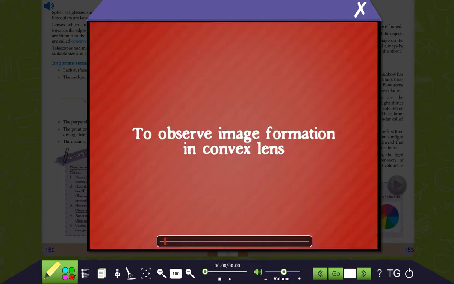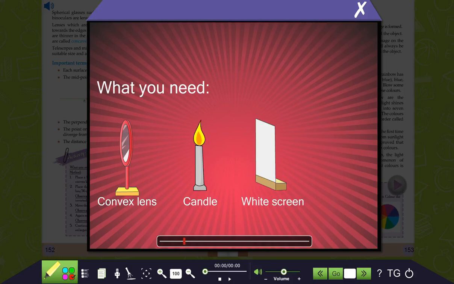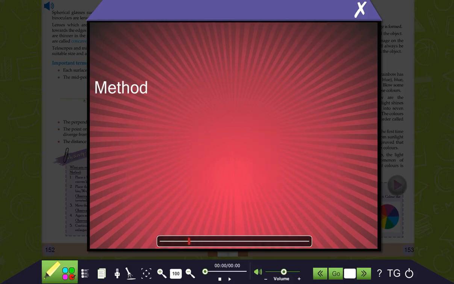Activity 3. To observe image formation in a convex lens. What you need? A convex lens, a candle, a white paper or screen and a lens stand. Method. 1. Place a lighted candle on a flat surface in a dark room. Also place a white screen on one side and a convex lens between the candle and the screen. 2. Place the lens at a large distance from the candle, say 50 cm. Move the screen away from the lens.